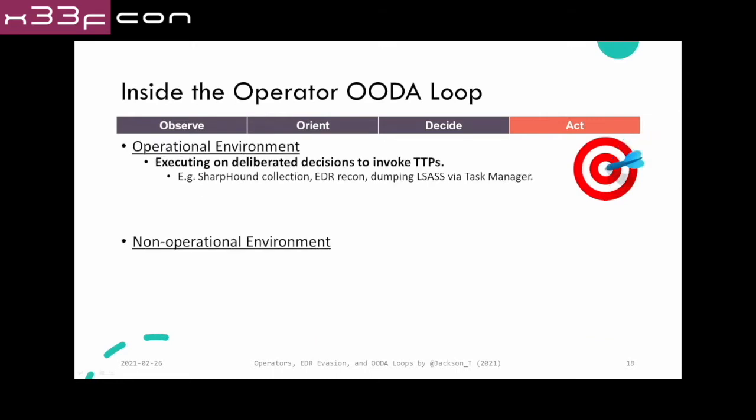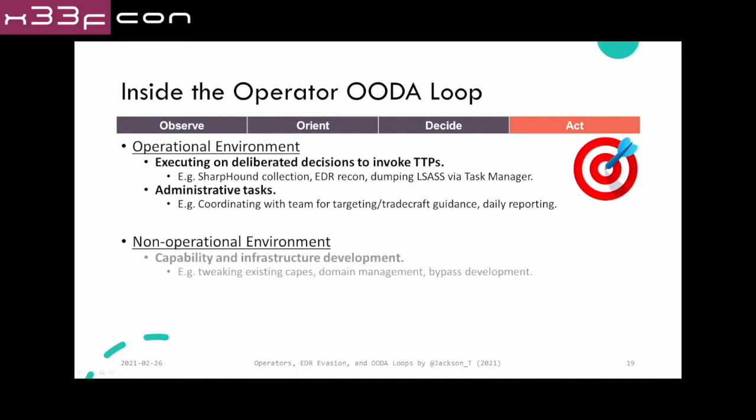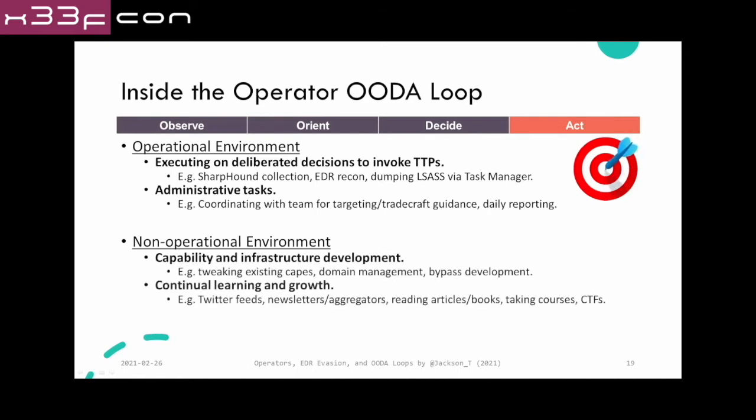In my mind, and I'm not sure if this is a fair interpretation, but I would expand the ACT process to include the things you do both in the operational environment and the non-operational environment. So in the operational environment, there are also administrative tasks like seeking guidance on targeting and tradecraft and also producing daily status reports. And in the non-operational environment, there's continual development with capabilities and infrastructure, and there's also continual self-growth.